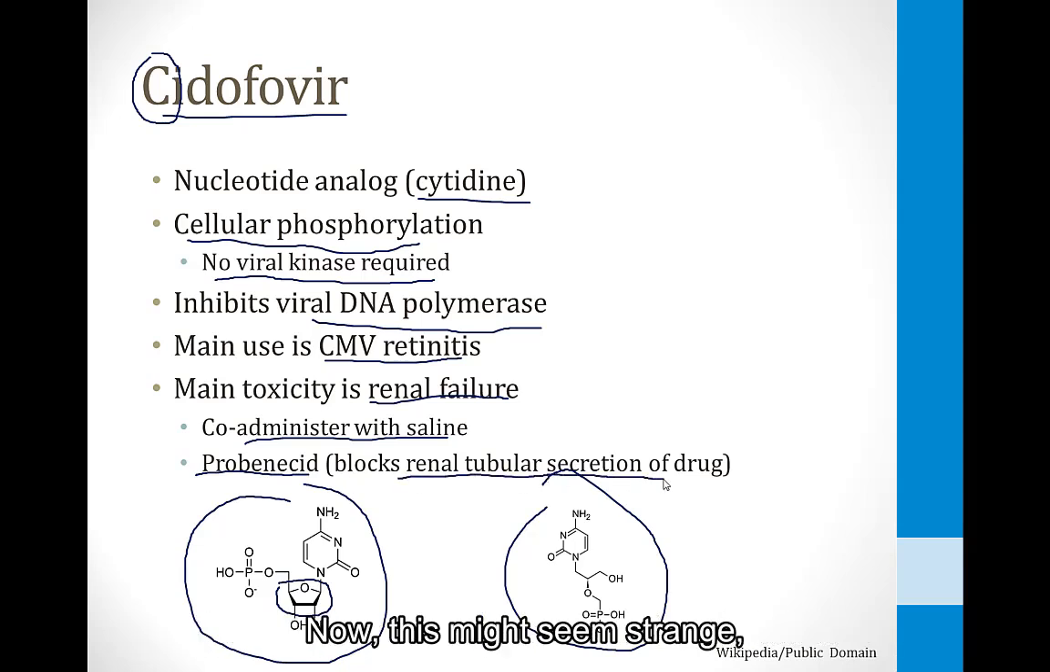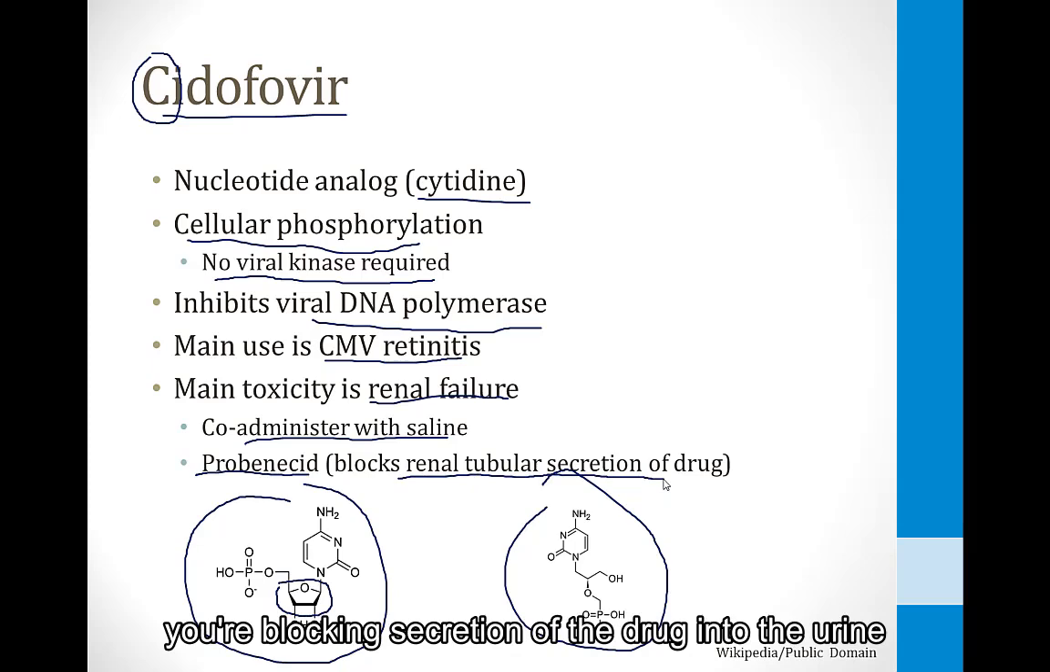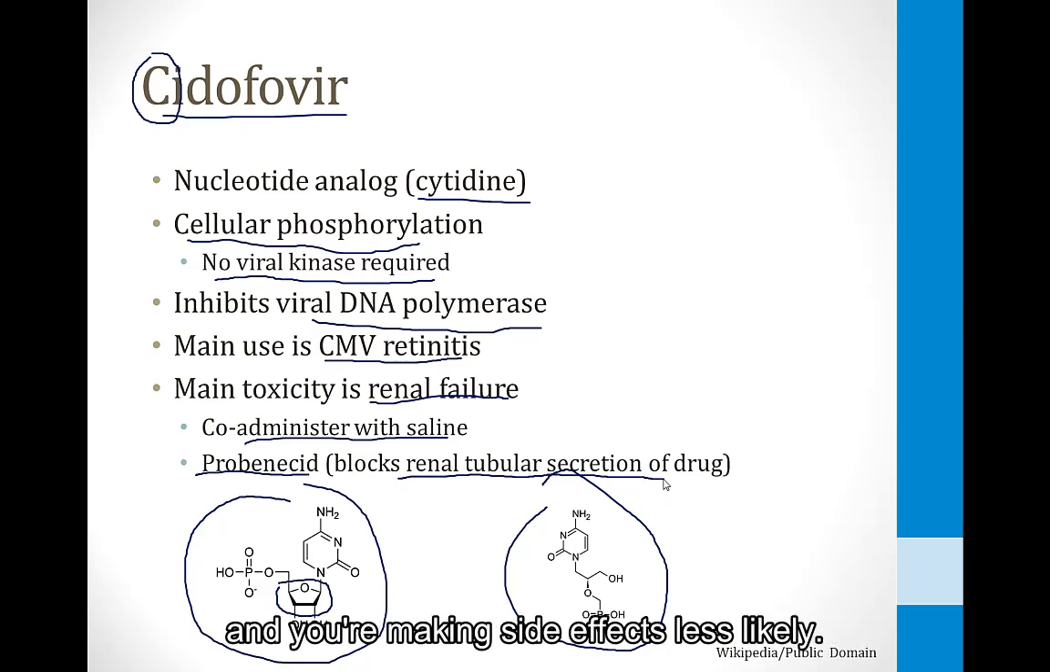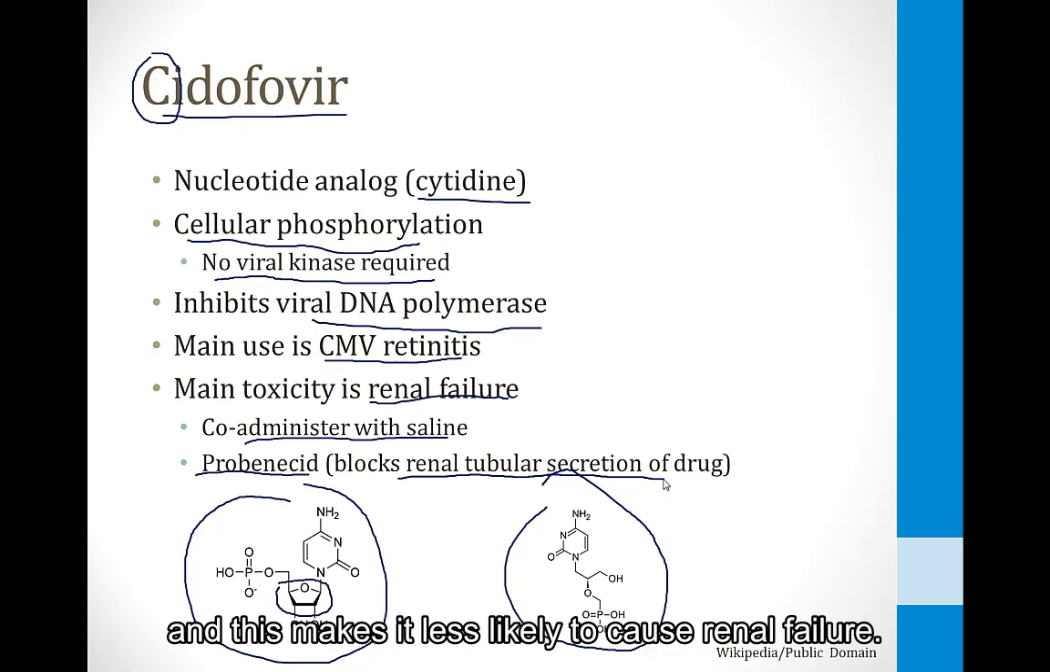Now this might seem strange. You're blocking secretion of the drug into the urine, and you're making side effects less likely. But what appears to happen is that probenecid blocks the accumulation of this drug in tubular cells, and this makes it less likely to cause renal failure.